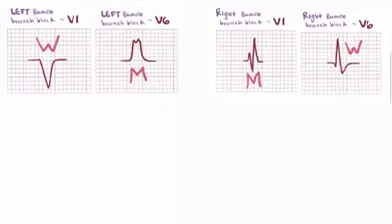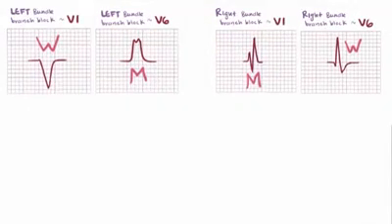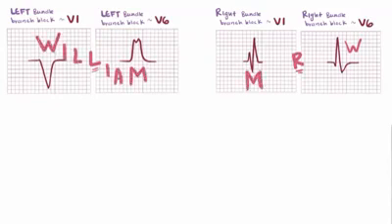Now, if we look at all of these, you've got a W shape in V1 and M shape in V6 for left bundle branch block, but then an M shape in V1 and a W shape in V6 in right bundle branch block, which sets us up for this awesome mnemonic, William Morrow.